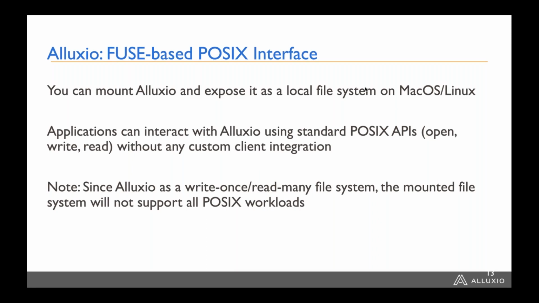Essentially, you can mount Alluxio and expose Alluxio to a local file system, including Mac OS or Linux, as a local folder, local directory. So in this local directory, applications can interact with Alluxio using standard POSIX APIs, including open, read, and write, without any code change to your client.